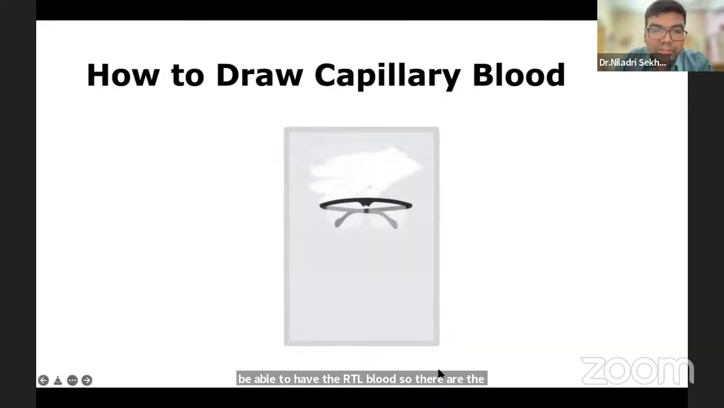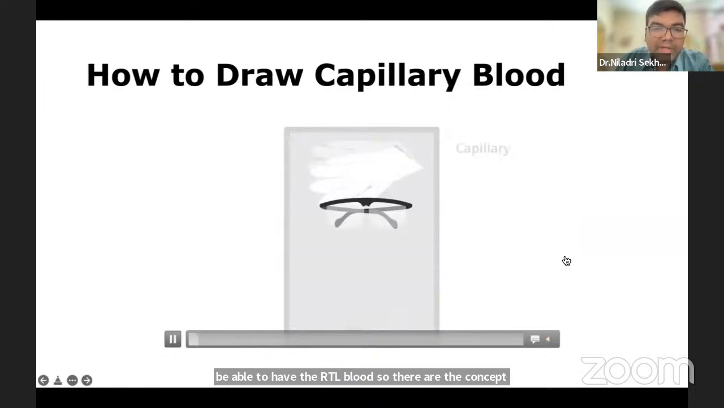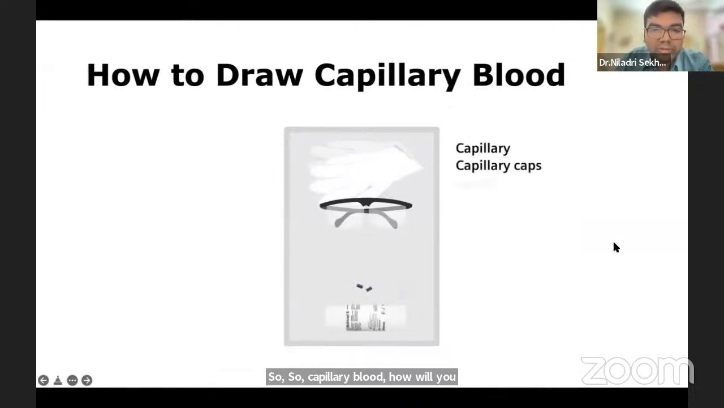So all the materials you need to draw a patient sample. So capillary blood, how will you take it? These are a few prerequisites.